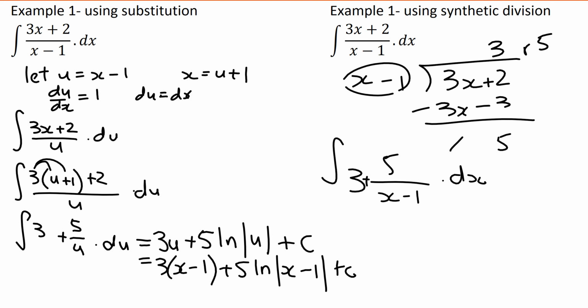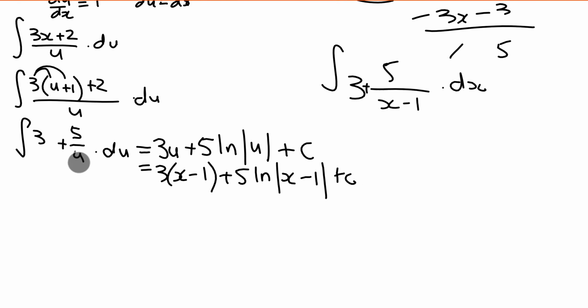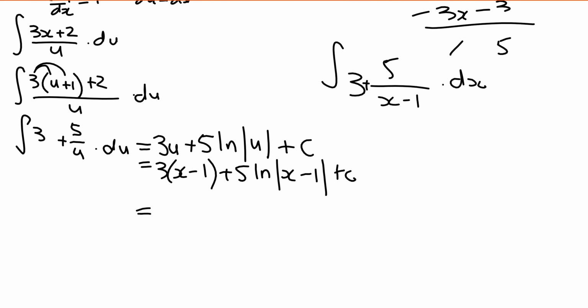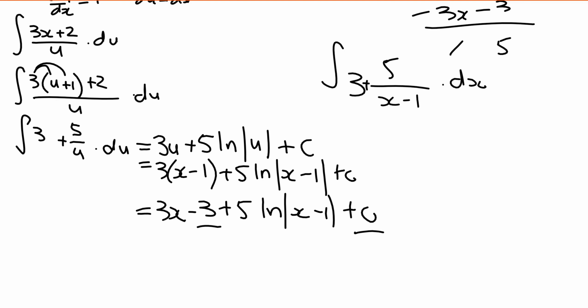If we go over here, if we do this one even further, this is going to be 3x minus 3 plus 5 log x minus 1 plus c. So that's going to be 3x, that's going to be 5 log x minus 1, and that's minus 3 plus c. I'm going to combine it there, isn't it? Give me a different number. Is that right? Yes. Does that sound about right? Do we ever integrate and get a constant?